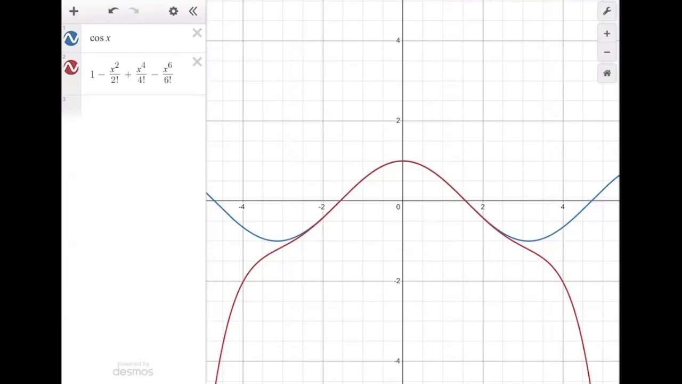So if you keep doing higher degrees, eventually you're going to reach a point where you can't distinguish between the two graphs at all for a certain viewing window. So the more and more terms you add to this Taylor polynomial, the more and more the graph is going to look like cosine of x. And like I said, eventually you can't differentiate between the two graphs. So that's very, very cool stuff. So the higher the degree of the polynomial, the better your approximation for the function gets.